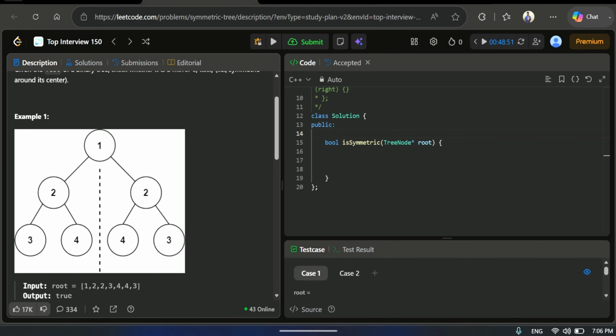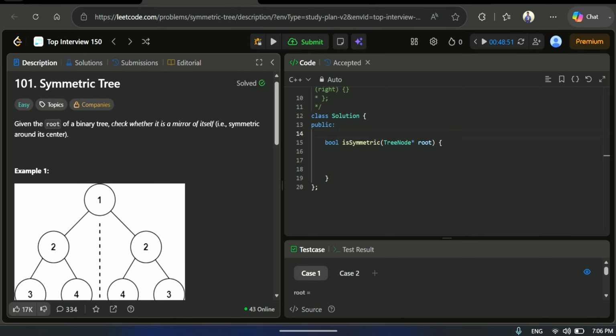So there is an example given here which has a root of 1 and then it has a left node of 2 and then the right node of 2. 2 has a left node of 3. 2 has a left node of 4 and then the other 2 has left node of 4 and then right node of 3.